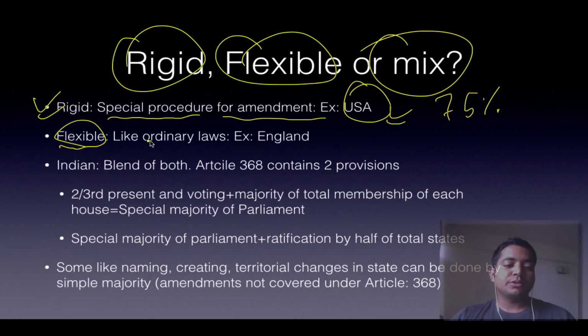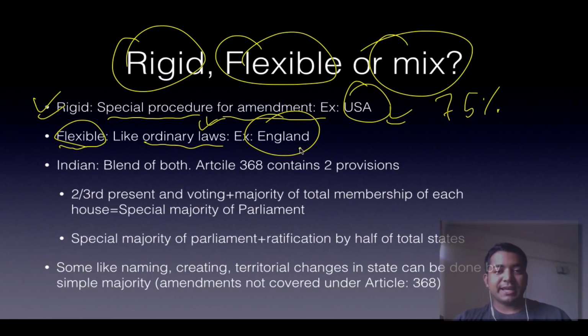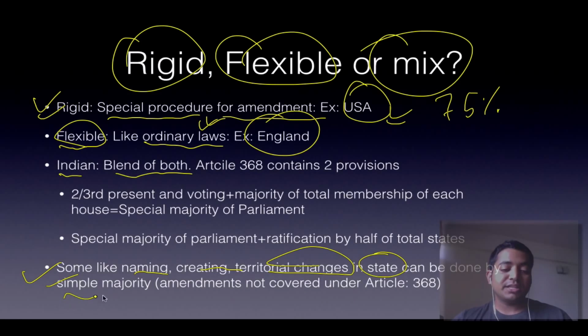But in a flexible constitution, like ordinary laws which are seen in England, you can amend your constitution just like any ordinary law. It means the constitution is extremely flexible, like in England. But in India, we have a blend of both. So there are certain things, like if you name or create a territory or change a state, it can be done by simple majority, that is 50% plus 1 of present and voting.